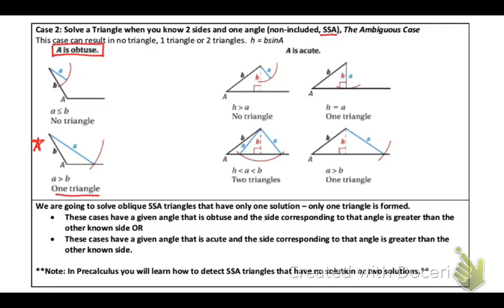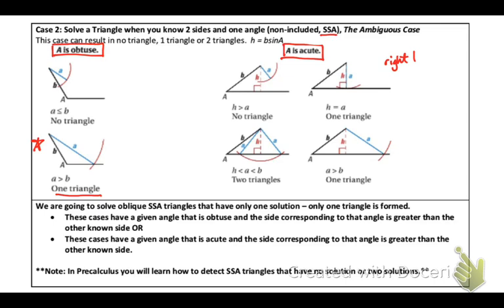So the first thing you're going to look for is, is your known angle obtuse? If it is, then you're going to look right under where it says obtuse. If the side that pairs with that angle is less than the other known side, no triangle can be formed. But if the side that pairs with the angle that you know is greater than B, the third side, one triangle is formed. So that is one case that we're going to be solving.